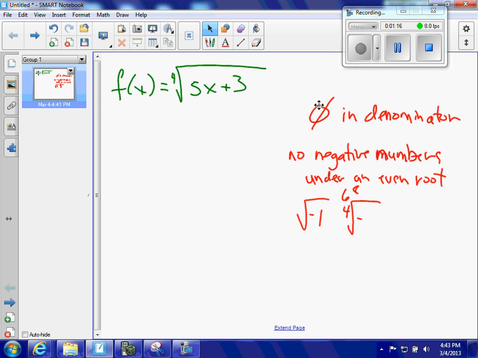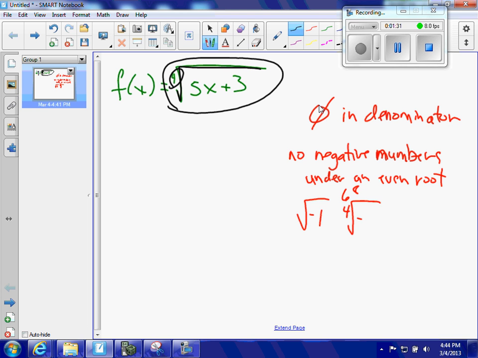So I need to figure out then, what is the domain for this problem? Well, there is no denominator, so I don't need to worry about that. But I do have an even root, and I do have a radical sign. And I know that whatever is under the radical sign cannot be negative. So it has to be positive. It can be 0. It has to be 0 or positive.